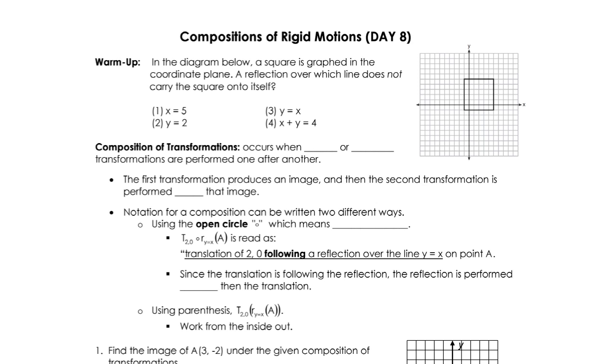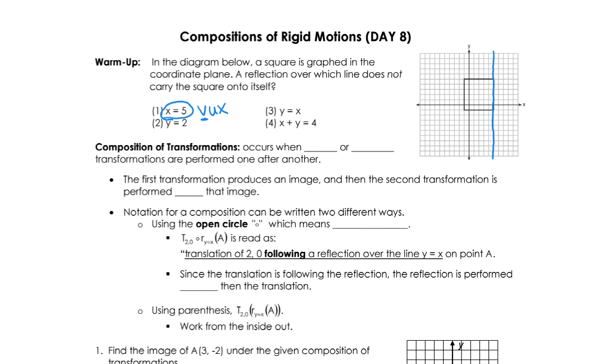A square is graphed in the coordinate plane, and a reflection over which line does not carry the square onto itself. All right, so in number 1, that would be a reflection over x equals 5. This is going to give us a vertical line at 5. So 1, 2, 3, 4, 5. Right there is the line x equals 5. And if I were to flip this square over the line, I don't think it would carry onto itself, which makes me think that that's the right answer.